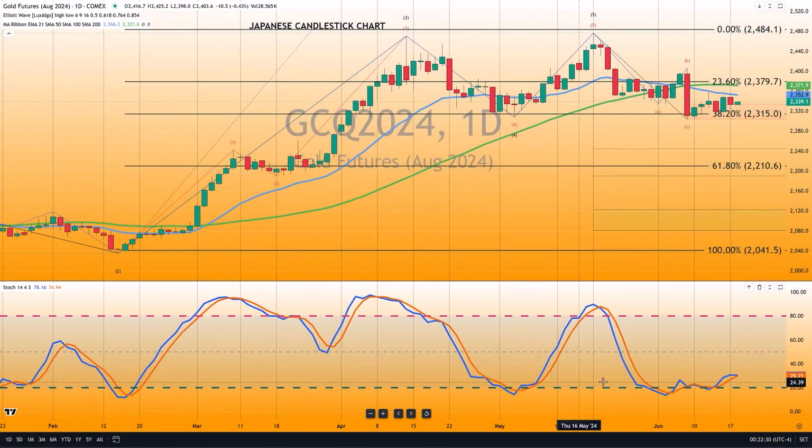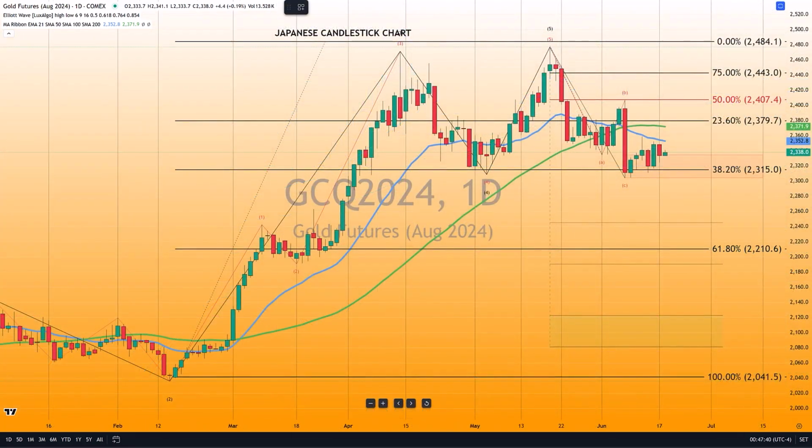As it pertains to our current scenario, we did see the stochastic oscillators cross below 20 and move back above it. That could be a signal that this recent low will prove to be the conclusion of our correction. If that's correct, we will see gold move back up past the 21-day exponential moving average and approach $2,380.